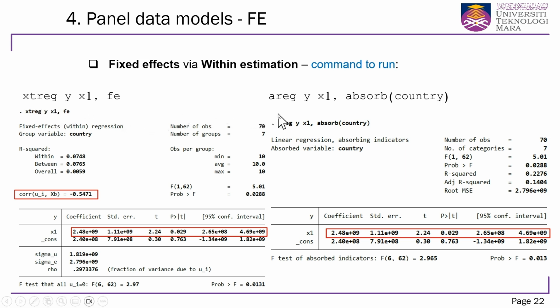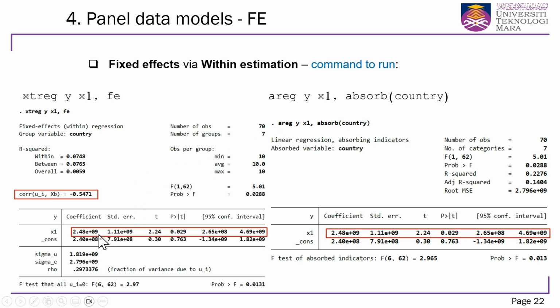The second is areg y x1, absorb in bracket country. This areg command is the absorb regression command, and inside the bracket we specify to Stata the effect from which variable that we want to absorb. In this case, we want to absorb the effect from country. Before we proceed to Stata to try the command for ourselves, let's have a look at the results first.